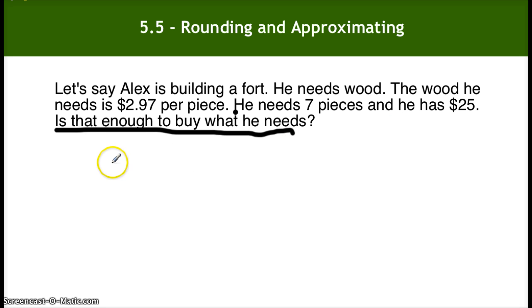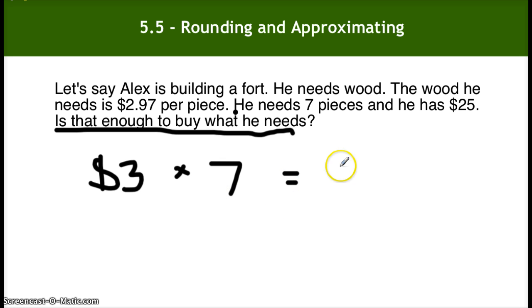Well, let's see. At about $3 per piece, and he needs 7 of them, I know that that's going to get us to about $21. And he's got 25. So does he have enough? Yes, we could answer with, of course, showing our thinking. We can't just answer yes or no. We have to show our thinking too. We could say, yes, he has enough to buy what he needs.